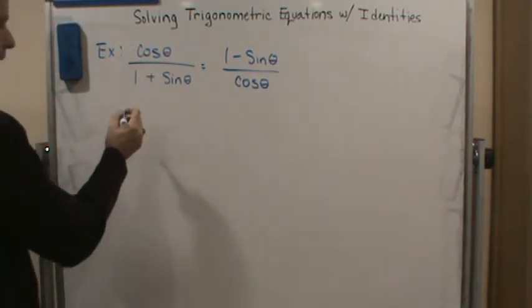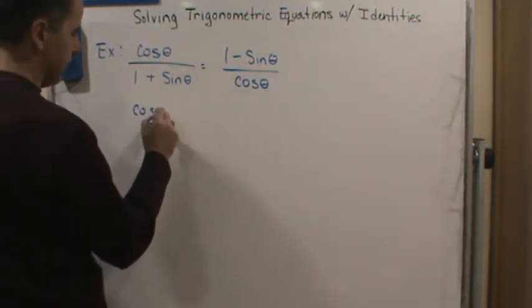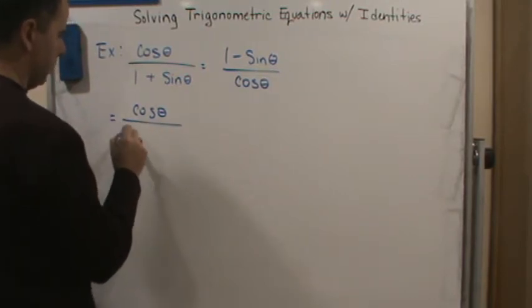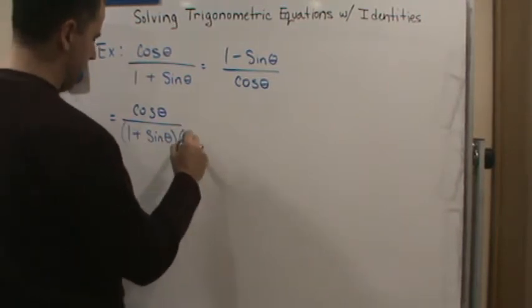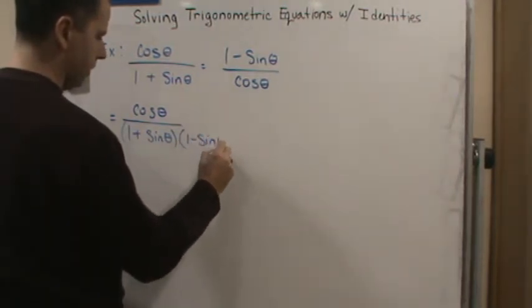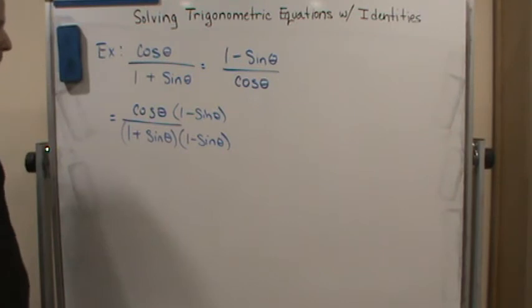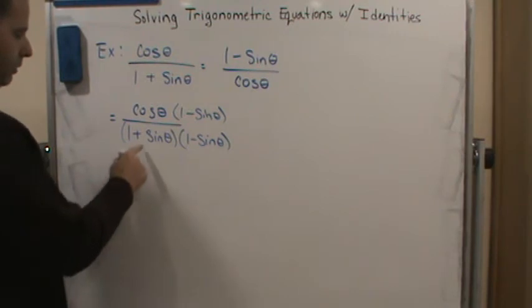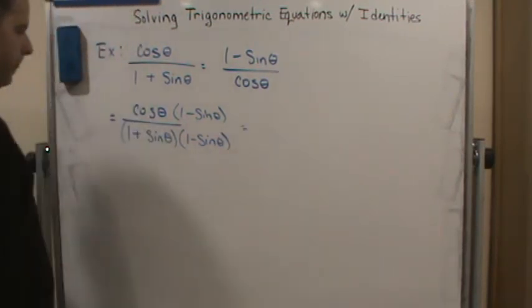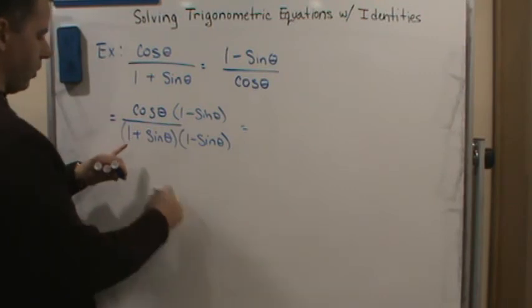Okay, so let's do that. I'm going to multiply the top and the bottom and see what we get. So the first thing we get is cosine theta over 1 plus sine theta, and I'm going to multiply the top and the bottom by the conjugate. Now, this is going to give me a difference of two squares, automatically. There's a reason for that. Anytime we do a conjugate, we typically want to simplify the denominator. So let's do this. What do we get here?